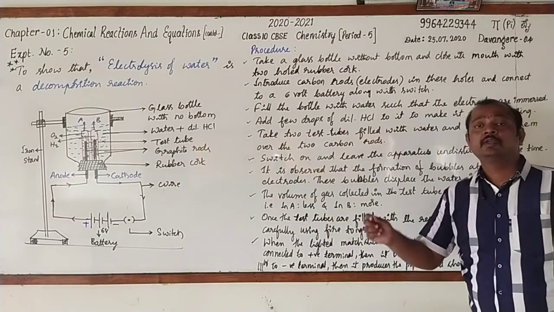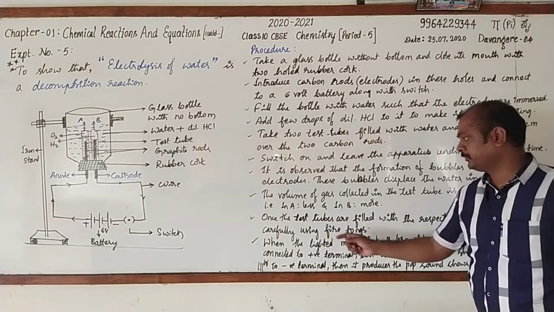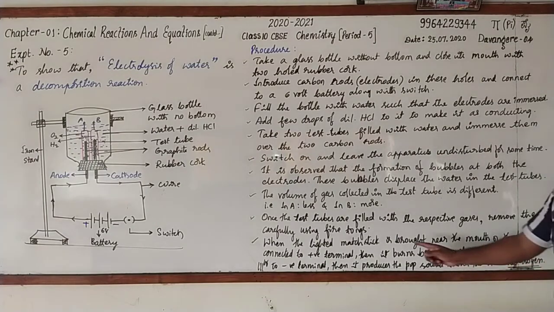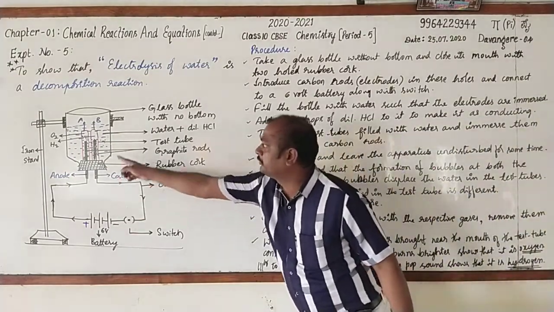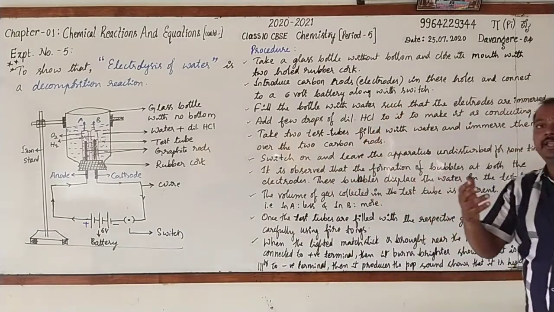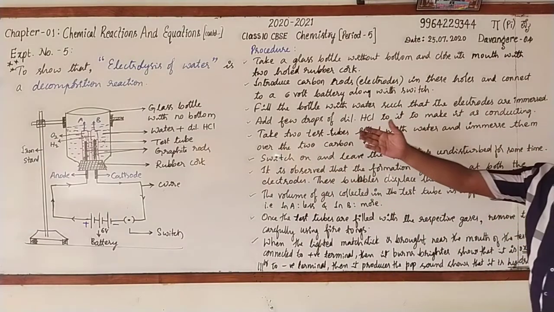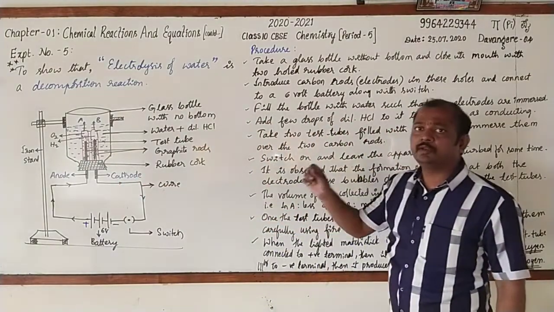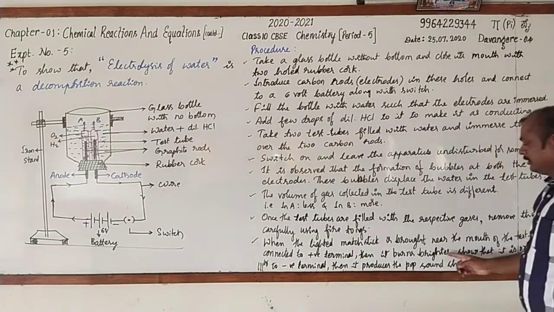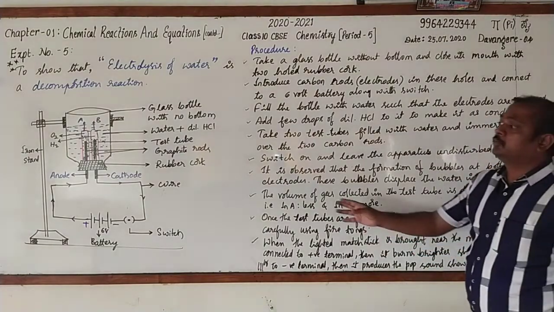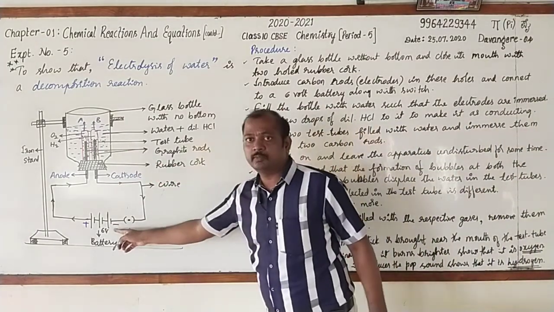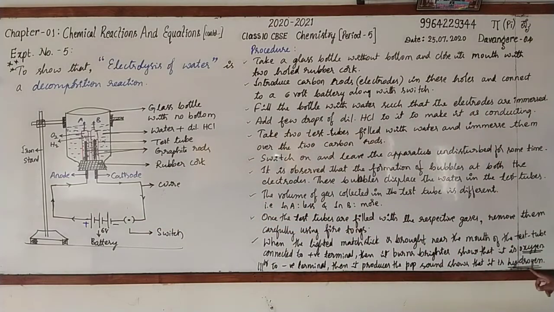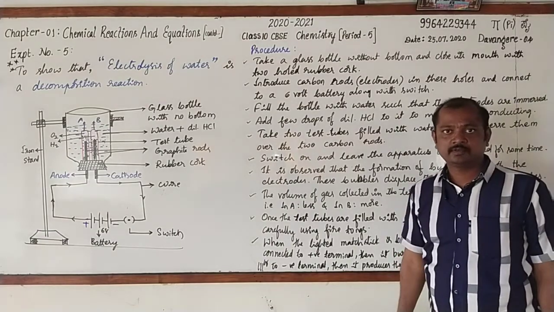Then test them with a lighted matchstick. When you bring a lighted matchstick near the mouth of the test tube which is connected to the positive terminal, it burns rapidly or brightly, which indicates oxygen gas is collected in test tube A. Similarly, when you bring a lighted matchstick near the mouth of the test tube which is connected to the negative terminal, you will hear the pop sound which indicates the hydrogen gas is released.